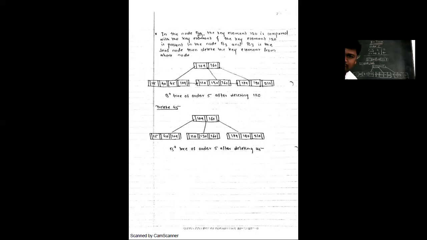In node B3, the key element 120 is compared with the key elements, and the key element 120 is present in node B3, and B3 is the leaf node. Then delete the key element from the above node also. So here 120 is deleted, giving the B plus tree of order 5 after deleting 120. So directly we have deleted 120.